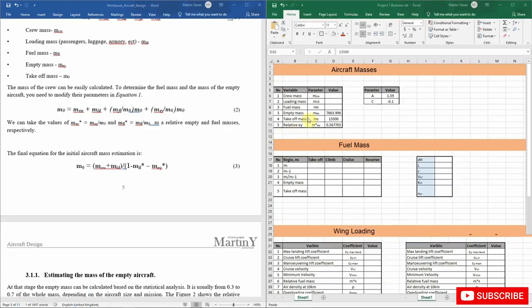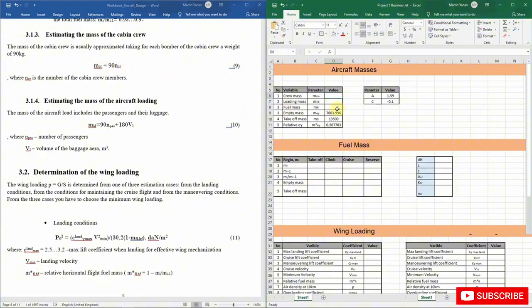I'm actually going to use the second approach for the luggage, and we're going to assume that each passenger has about 30 kilograms of luggage with them. So the cabin crew mass from the equation here will be equal to 90 multiplied by the number of cabin crew members. So this will be 90 multiplied by 3, and we're getting 270 kilograms for the weight of the cabin crew.